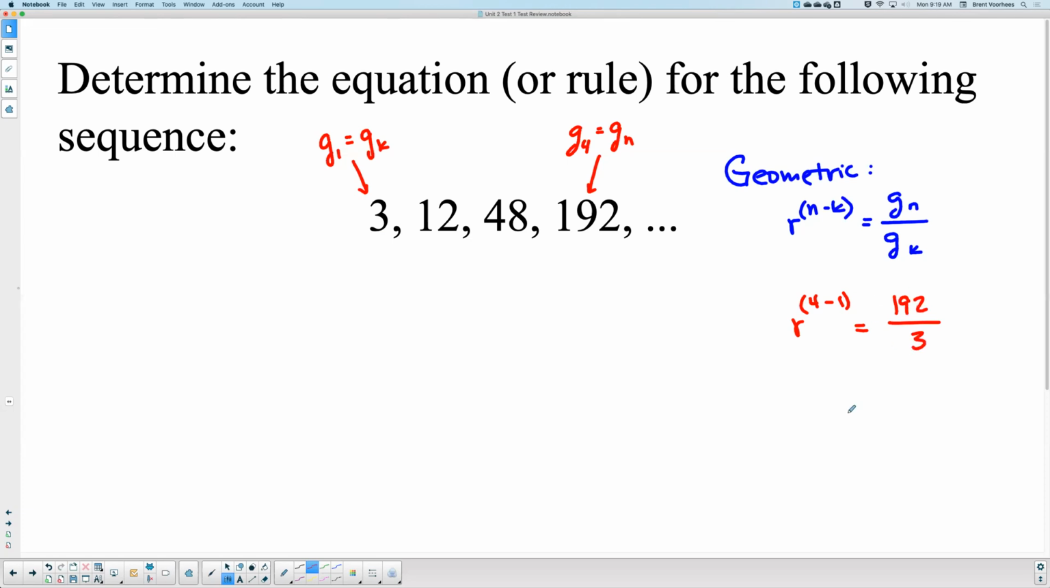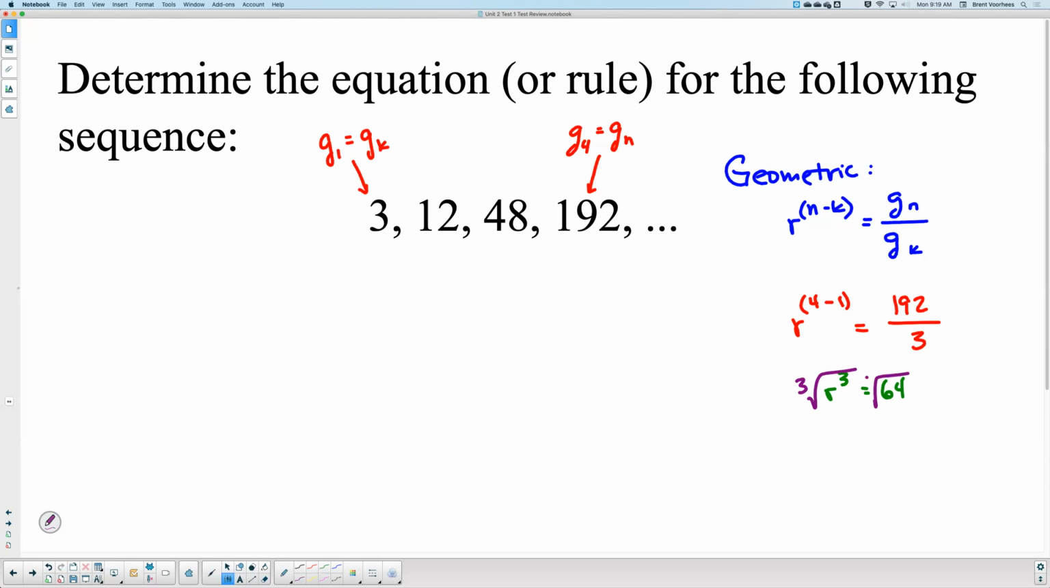Okay, so in your calculator, what is 192 divided by 3? Great, that's 64. And R to the 4 minus 1 is the same thing as R to the power of 3. Let's do it this way. What's the opposite operation of cubing? Rooting. You can take the third root, or you could raise it to the power of 1/3, whichever. It's the same thing mathematically.